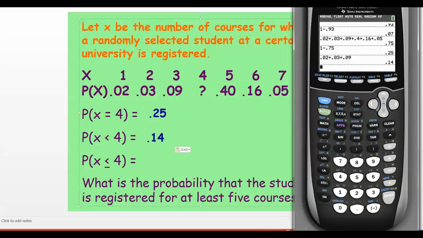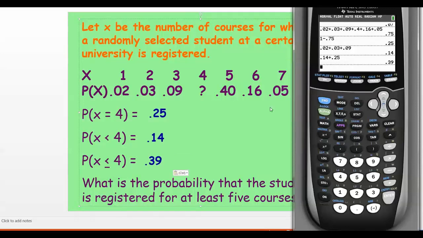and the sum of that, so 0.14, would be the probability of less than 4. Okay, and then the last question is, what about if it's less than or equal to 4? The only difference here is now I want to include 4 with that number. So I want to take that 0.14, which we just found, and add to it the 0.25, and that gives us 0.39. So 39% of the students are taking 4 or less classes.